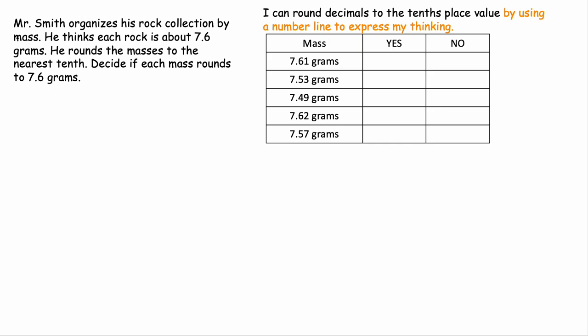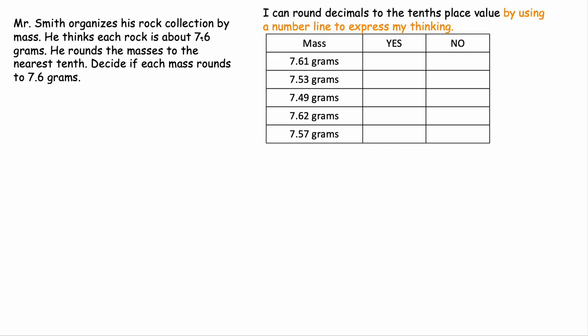The word problem for today is Mr. Smith organizes his rock collection by mass. He thinks each rock is about 7 6/10 grams. He rounds the masses to the nearest tenth. Decide if each mass rounds to 7 6/10 grams.